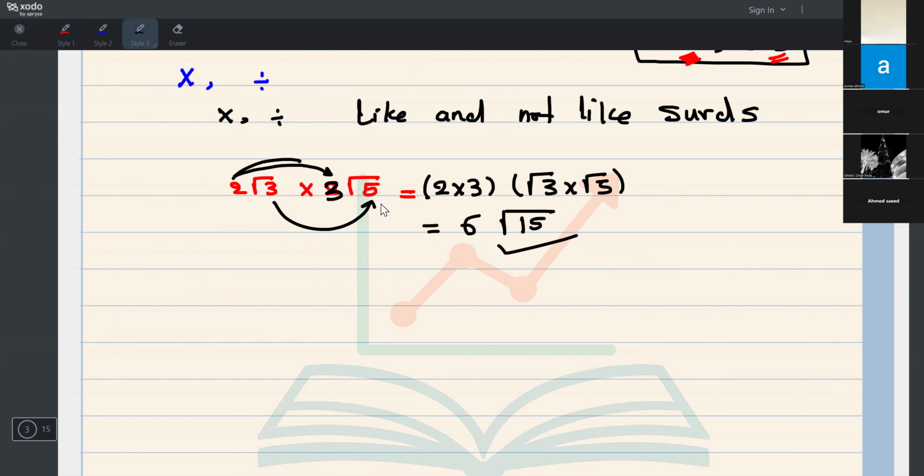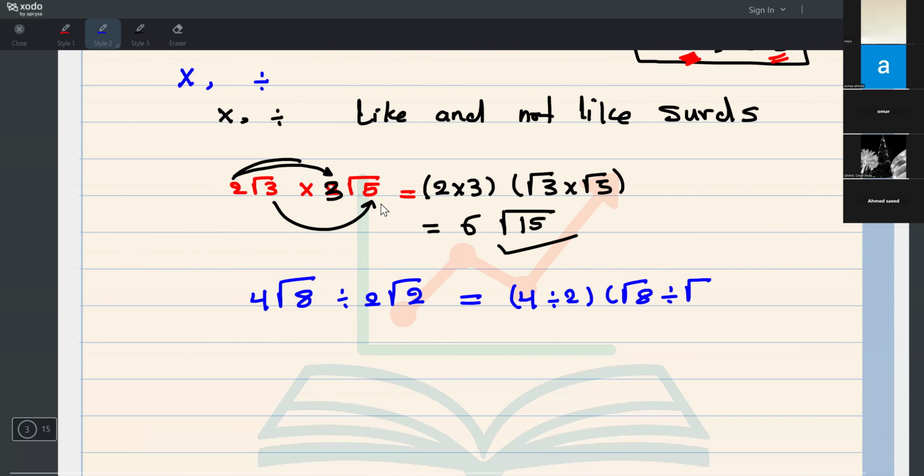Yes, we can do division for root 8 divided by 2 root 2. We can do division for unlike surds. 4 divided by 2 and root 8 divided by root 2. 4 divided by 2 is 2. Root 8 divided by root 2 is root 4, which is 2. So it will be 2 times 2, which is 4. That is the final answer.